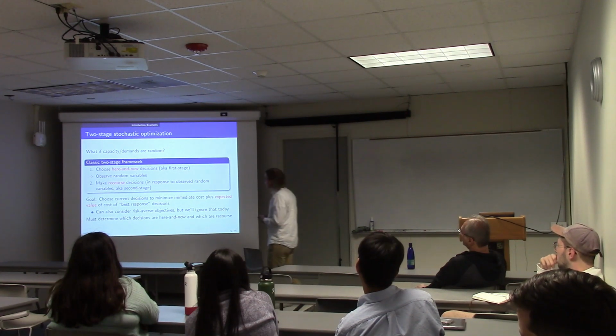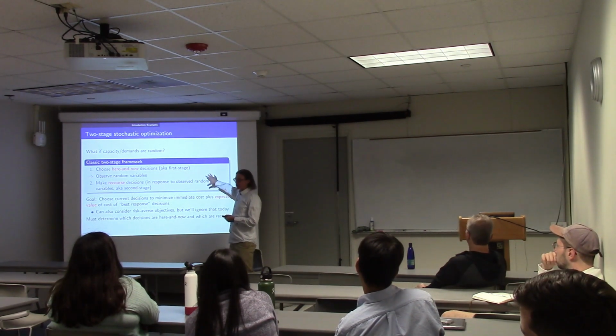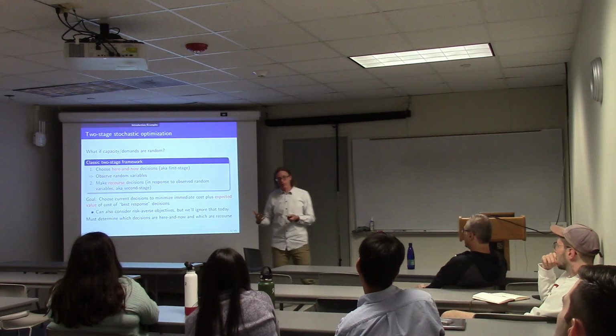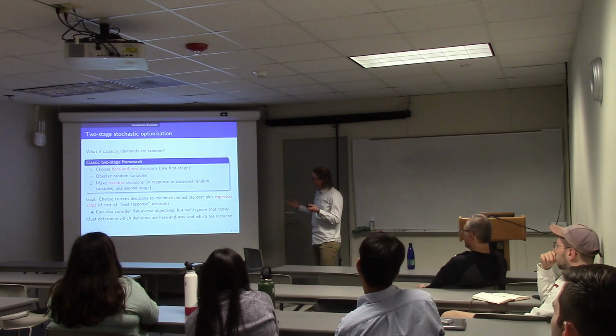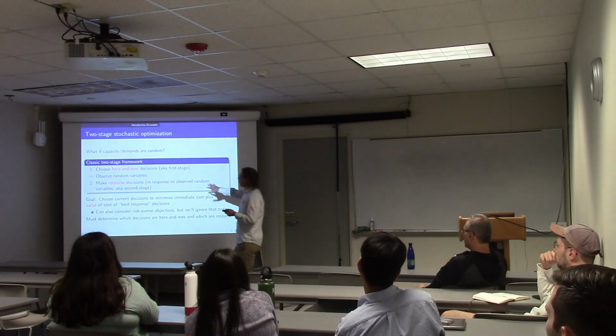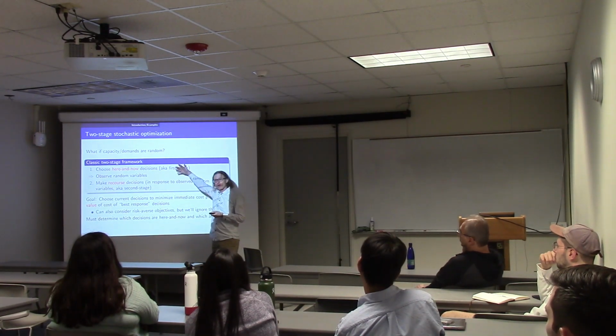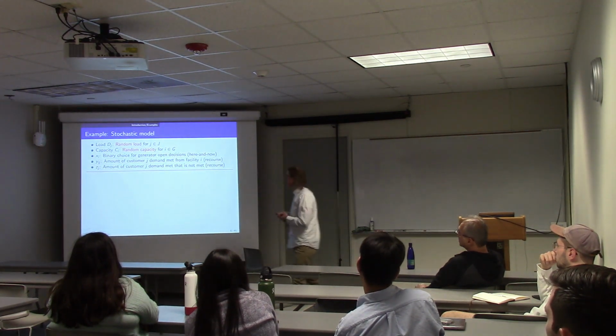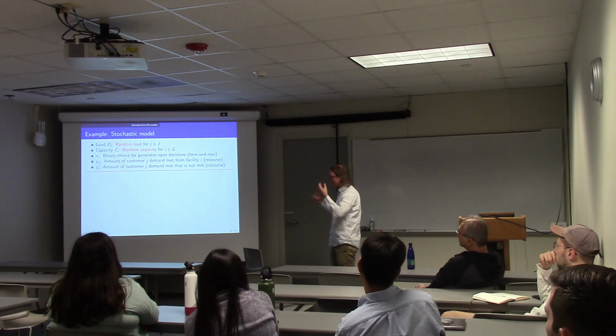Okay, so in order to take a deterministic optimization model and make a two-stage stochastic optimization model out of that, what you need to do is make this key distinction of which decisions have to be made before the uncertain outcomes and which ones can wait and see, right?